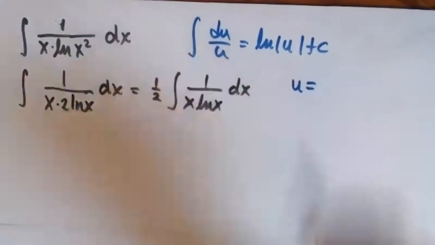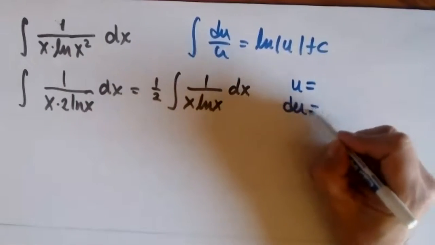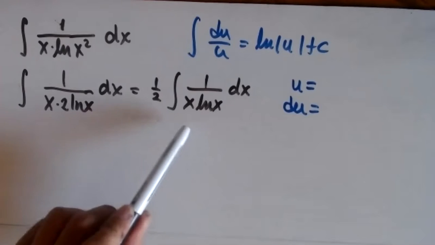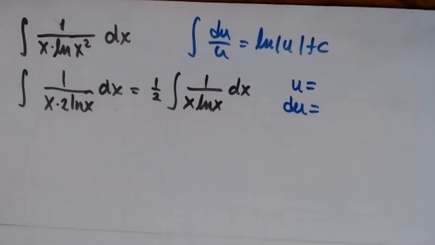Who can be the u? And who's going to be the u? You have two to choose from, x and ln x. One of them has to be the u, or possibly both together. You take u as x ln x. So you have to select. This is guess and check.